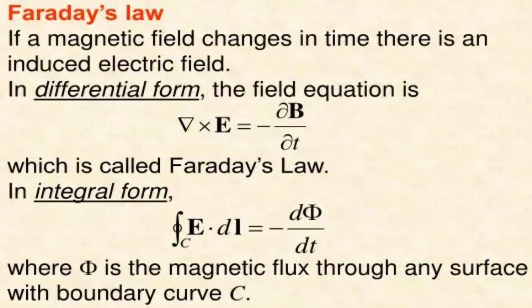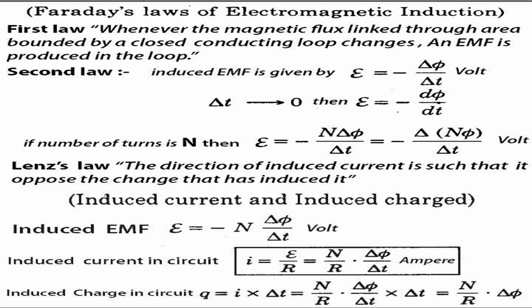Differential form of Faraday's law is del cross E equals minus del B by del t, and integral form is closed integral of E dot dl equals minus d phi by dt. That means phi is magnetic flux through any surface with boundary curve C, which is called Faraday's law of electromagnetic induction.